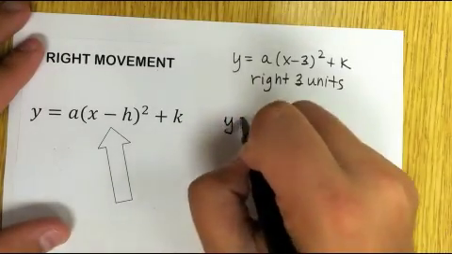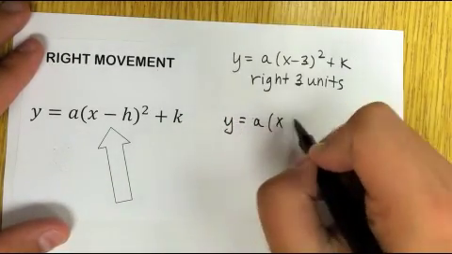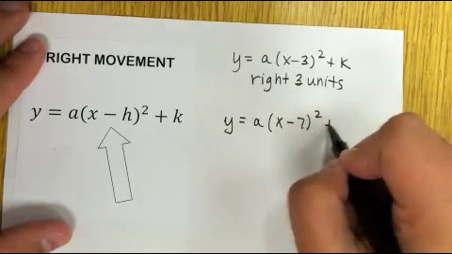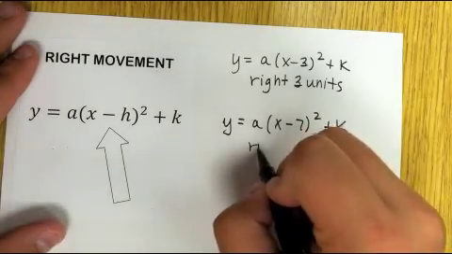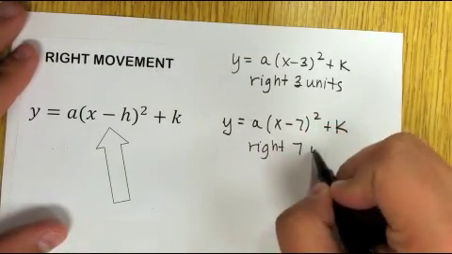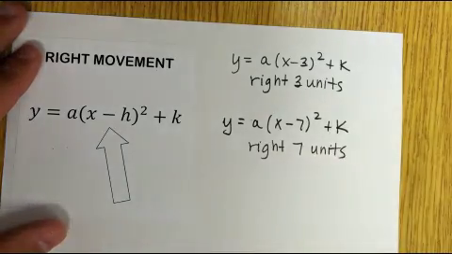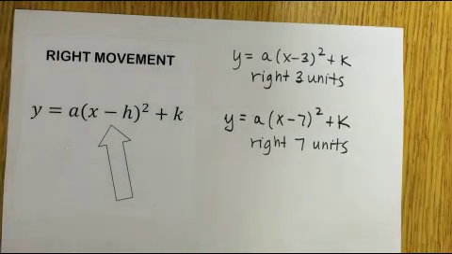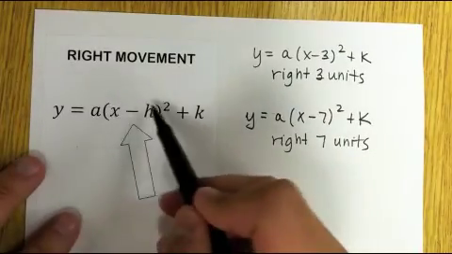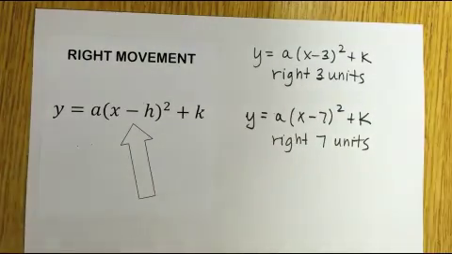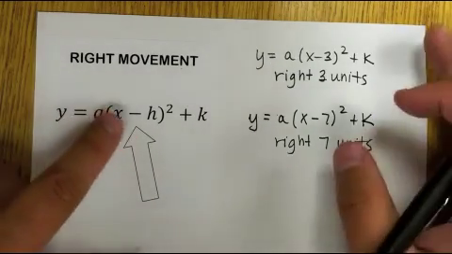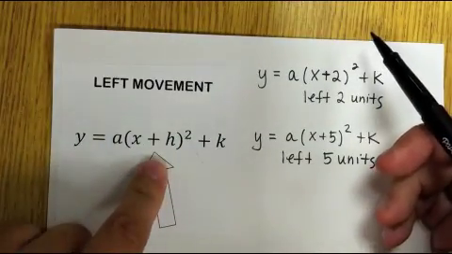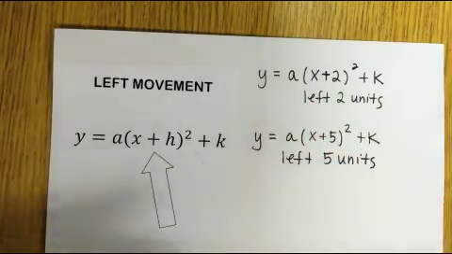If I gave you y equals a times (x minus 7) squared plus k, what does this mean in here? Right, you're going to move to the right 7 units. So that takes care of it. The inside part, this part in parentheses here, dictates left and right movements. If there's a minus sign in there, you're going to move to the right. If there is a positive sign in here, you're going to move to the left. So again, parentheses is left and right movement.